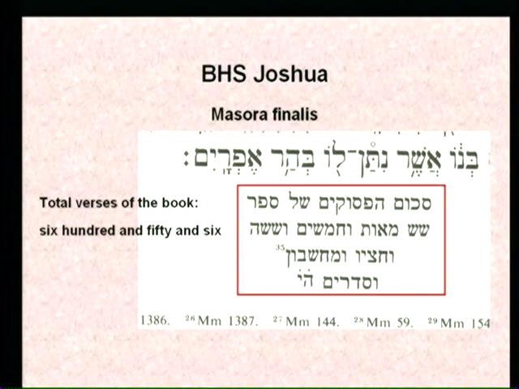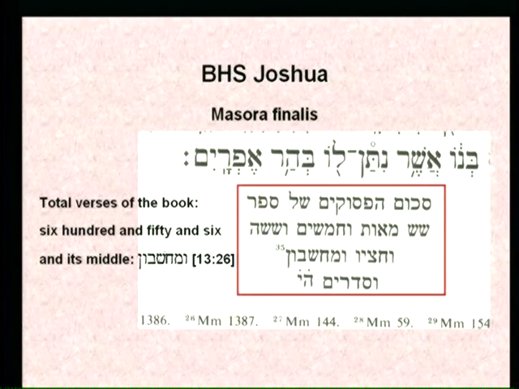What kind of care was put into the production of a manuscript? And then, in addition to telling us the total verses, it says, wechetzao, and its middle is umecheshbon. That is the actual Hebrew word in chapter 13, verse 26. That is the middle word of the book of Joshua.